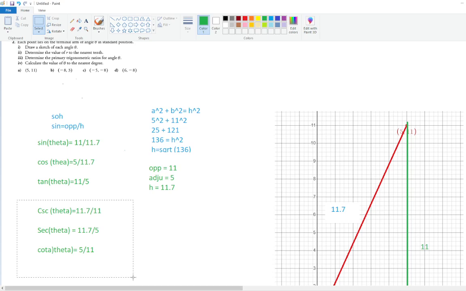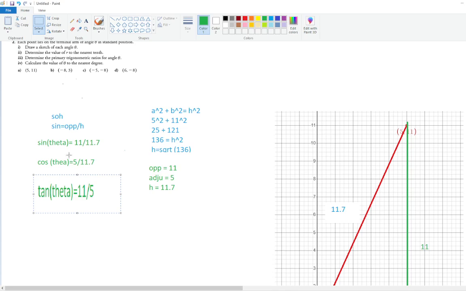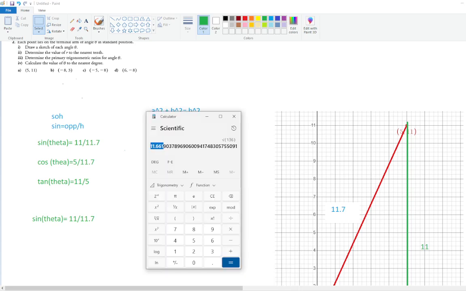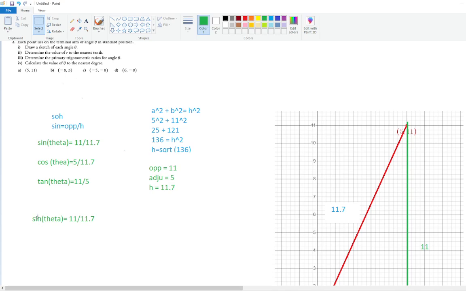Then they want you to calculate the value using arcsine. Well, you only need one of these to do it. They want you to calculate the angle to the nearest degree. So that means we have to take 11 and divide it by 11.7. And we get this. Include as many decimals as possible for now. So that means sine of theta is actually equal to this.